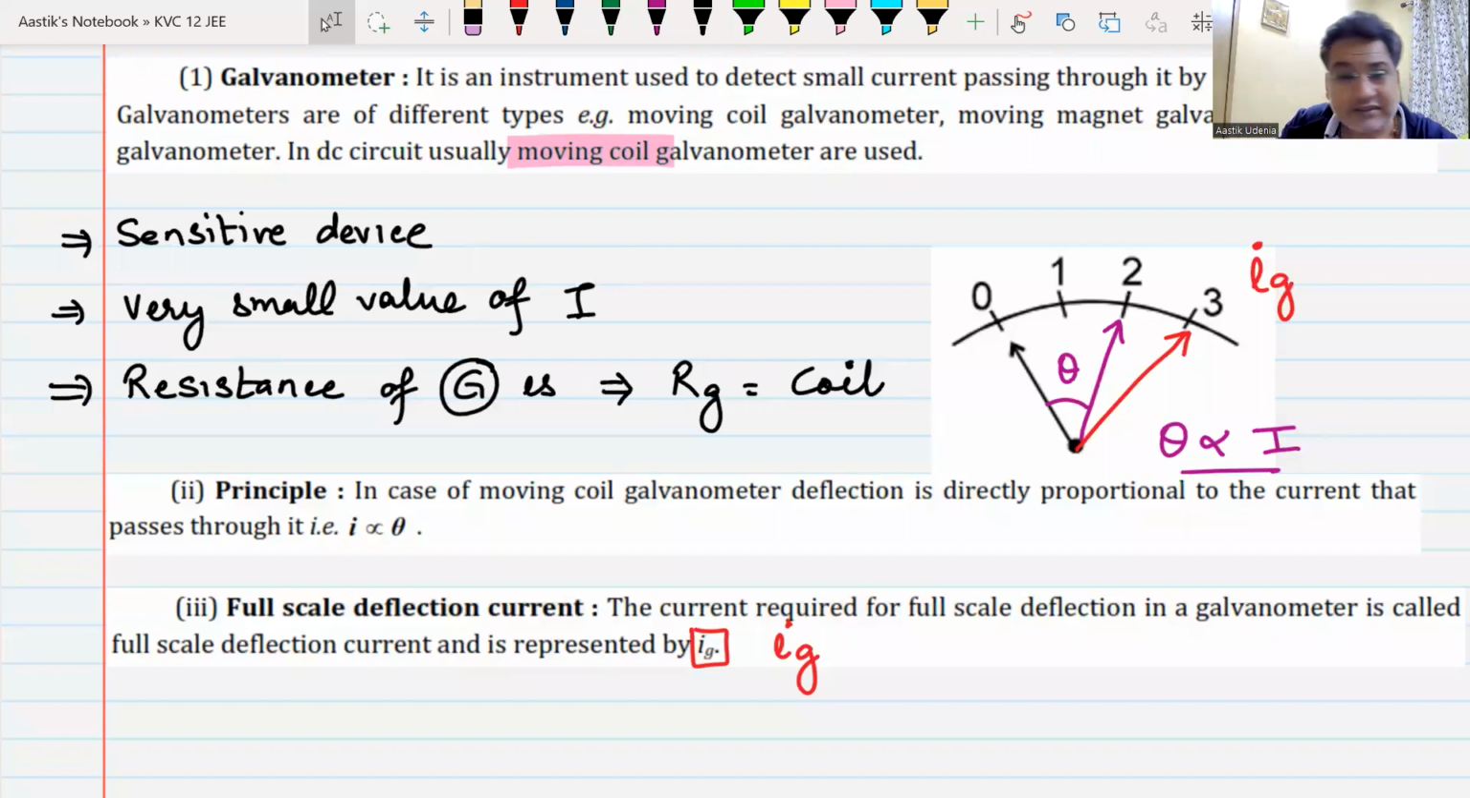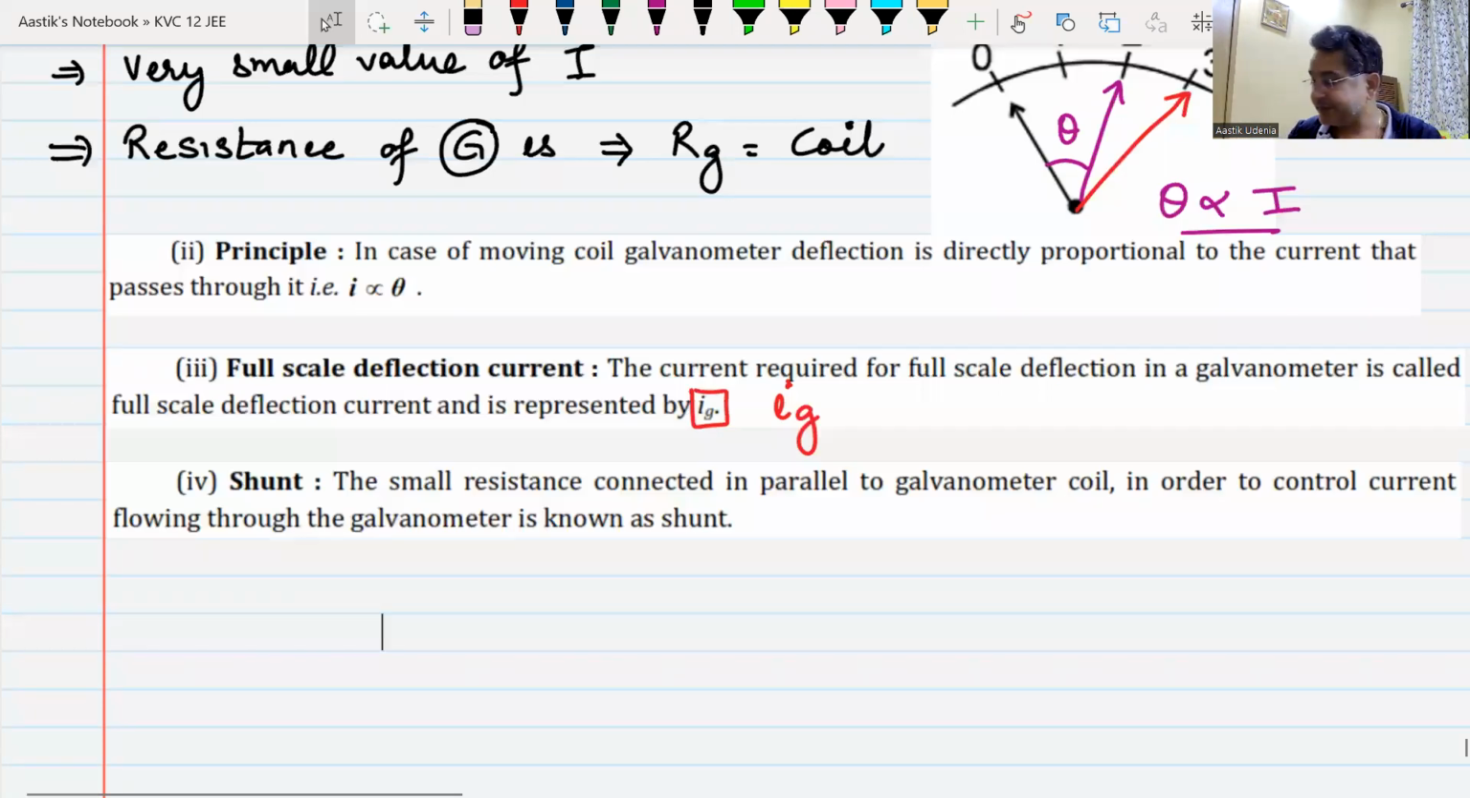You will hear a term shunt. Shunt means anything which is connected in parallel. In this case, a resistance is connected in parallel, that is known as the shunt resistance. Anywhere you hear the word shunt, shunt means it is connected in parallel. Do we understand this? Shunt means parallel.